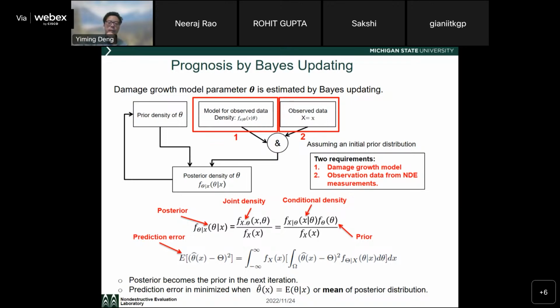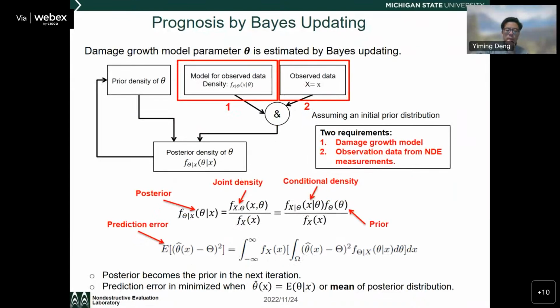about the prognosis using Bayesian updating. In our prognosis work here, we try to estimate the parameters of the damage growth model, where the theta is related to the damage or the indication of damage. So we want to estimate the probability of the theta given the measurement or the NDE data.